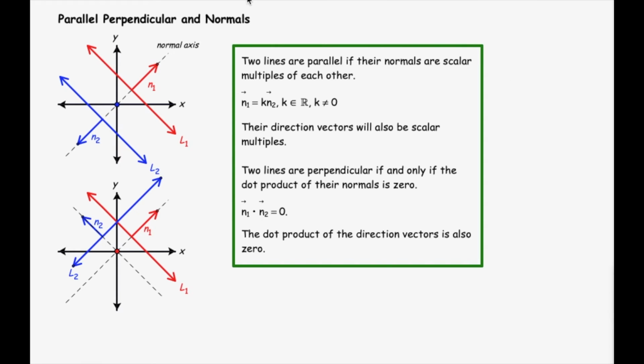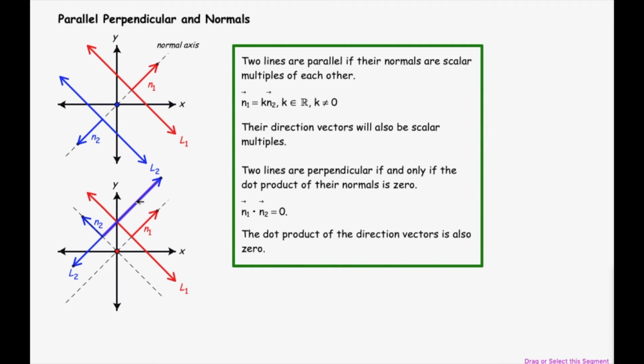But there's another way we can think of it now. See how these two lines are parallel to each other, L1 and L2? Their normals are also parallel to each other. So instead of checking that the direction vectors are scalar multiples of each other, what we could do is check that the normals are scalar multiples of each other. And that's one way of seeing if the lines are parallel.